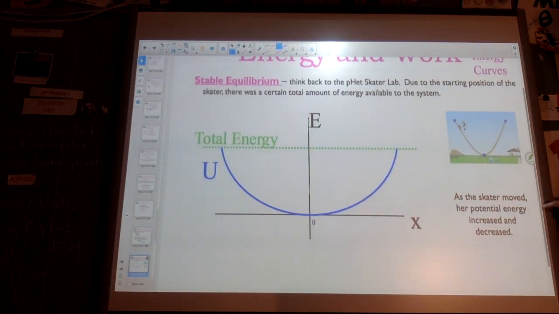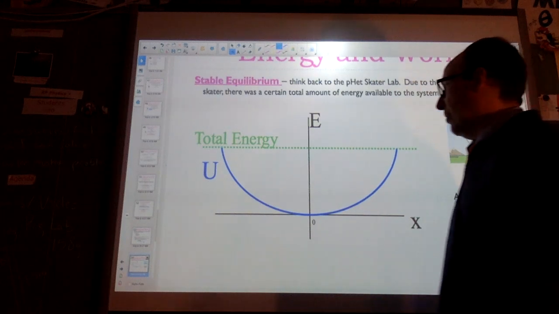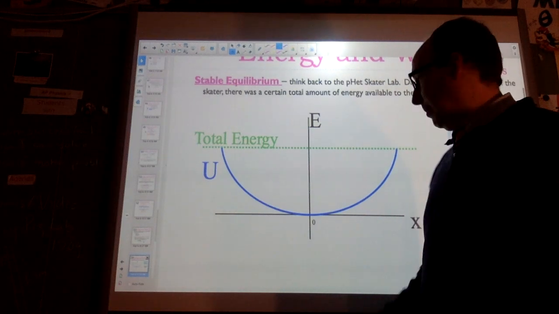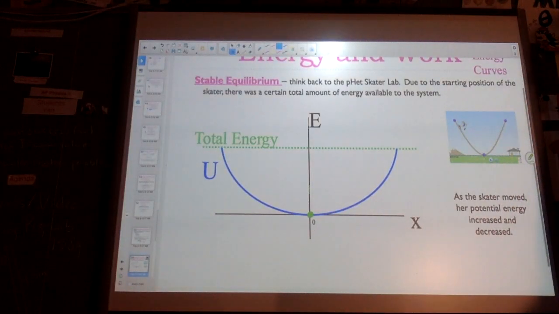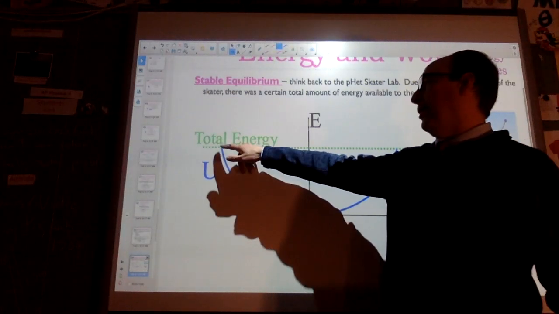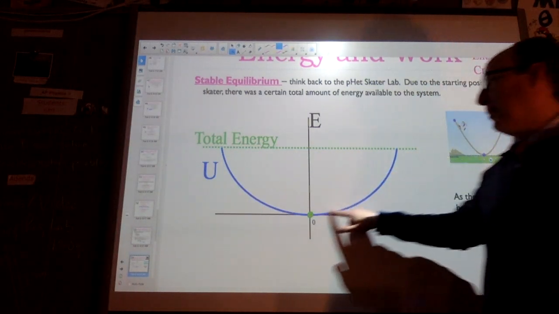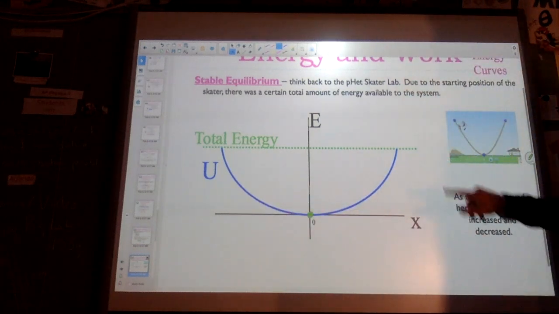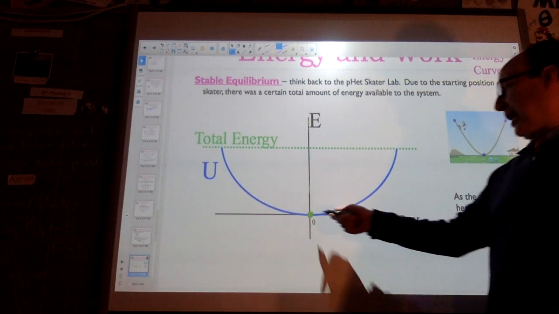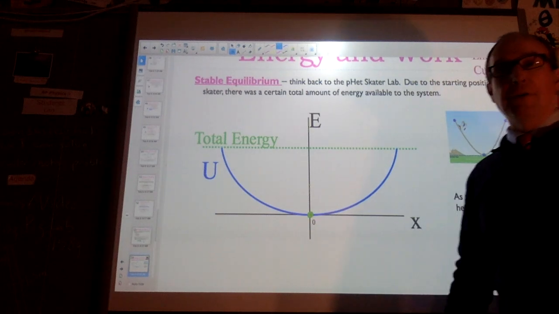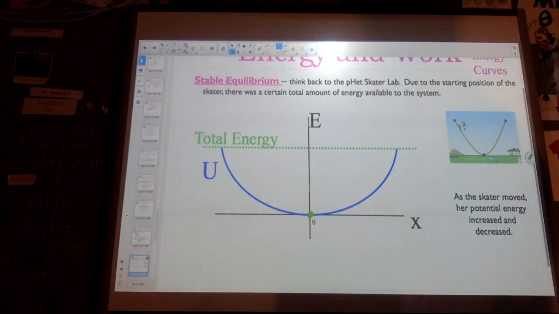All right, so where here is my equilibrium point? My equilibrium point is here, and this is going to be a stable equilibrium. So there's a certain total amount of energy in the system that goes back and forth. And when the skater is all the way at the bottom, there is no net force on it. That's going to be our equilibrium.